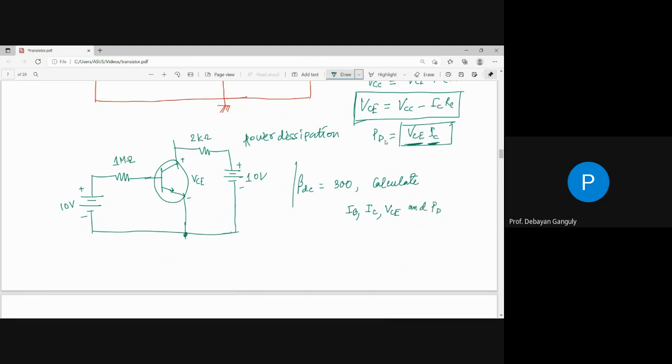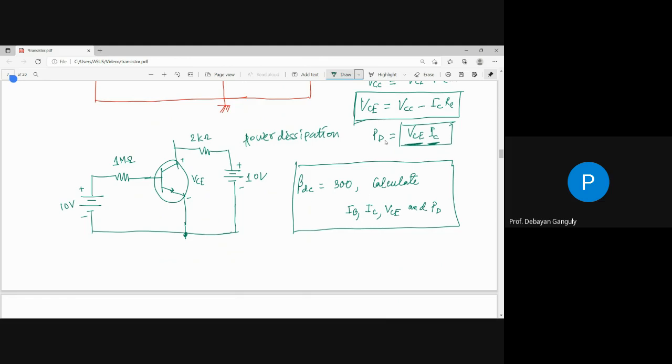across the transistor. That means beta DC is 300, you have to calculate IB, you have to calculate IC, you have to calculate VCE, you have to calculate PD. That means power dissipation across the transistor. So how can we find it?